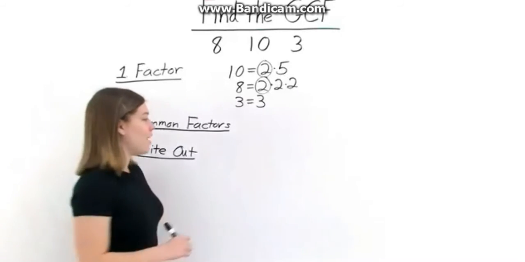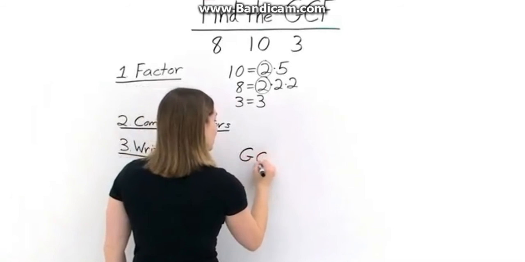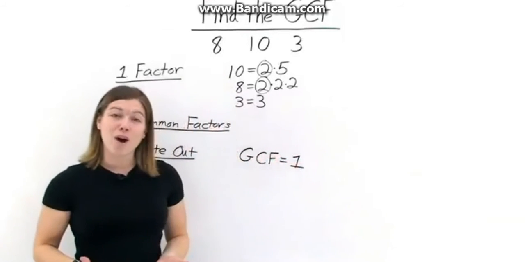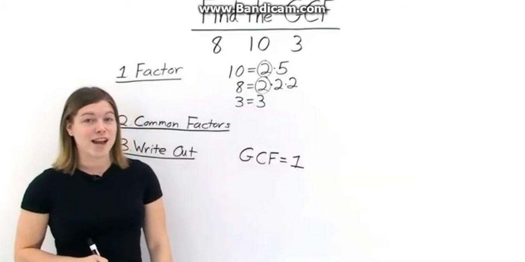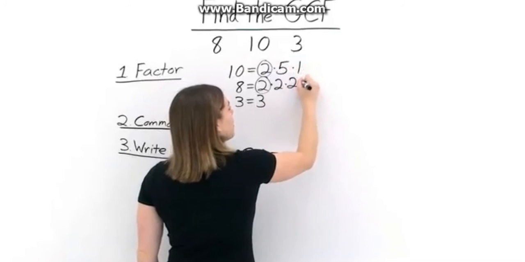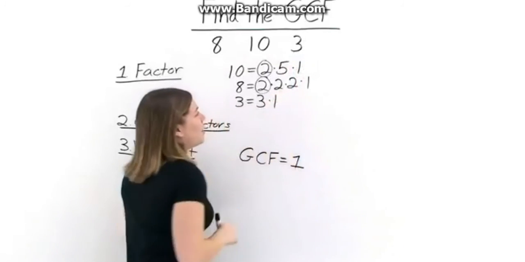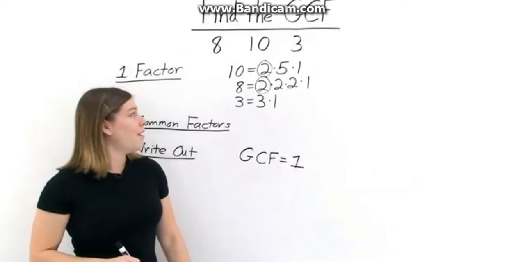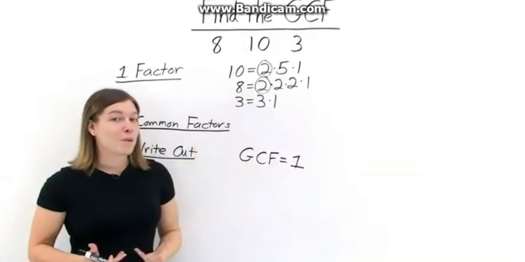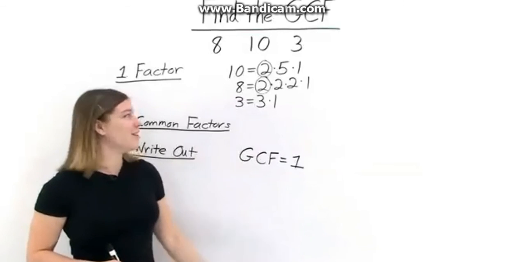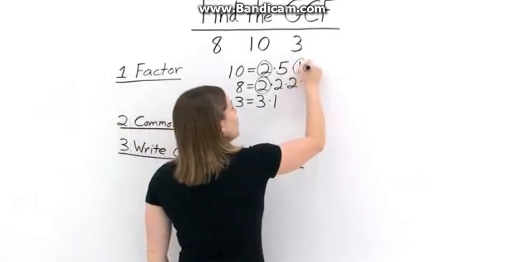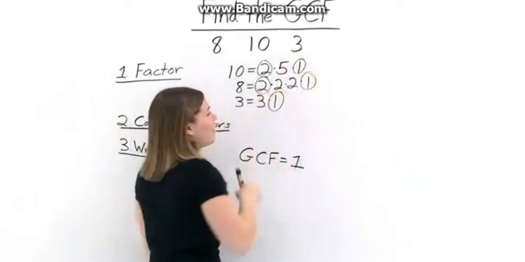If you get a case like this, where you don't have a common factor, then the greatest common factor between the numbers is 1, because 1 is contained in all numbers. We can multiply 1 by any number, and we get the same number. So here, we can multiply a 1 on each one of the factored forms of our original numbers, and when we multiply them back together, we still get our original numbers 10, 8, and 3. Here now, we have a greatest common factor of 1.